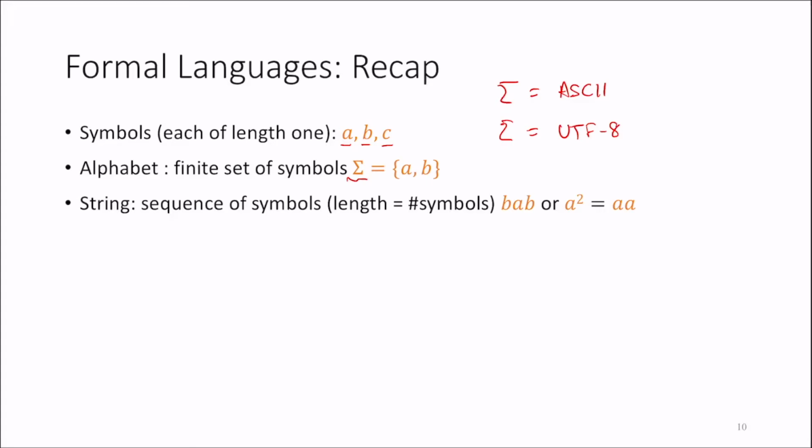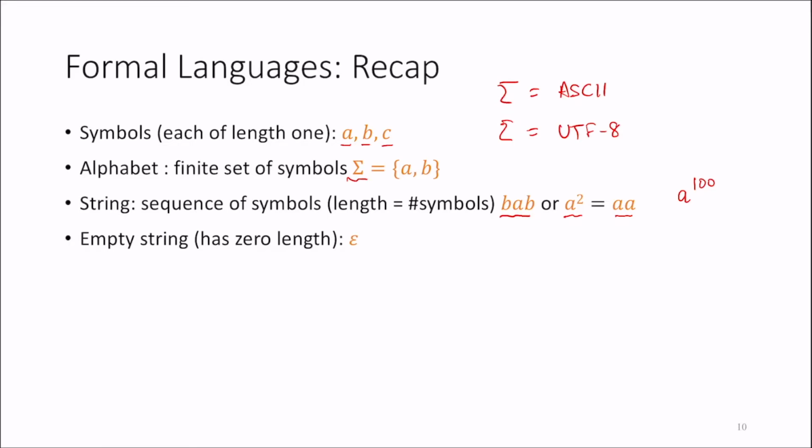A string is then defined as a sequence of symbols concatenated one after the other, and the length is equal to the number of symbols. So here's an example string, which is symbol a followed by symbol a, symbol b, symbol a, and symbol b. A convenient notation is to use the exponent. So a to the power 2 just refers to 2 a's. This is convenient, so I can talk about 100 a's by just writing that instead of the more tedious way of writing it out.